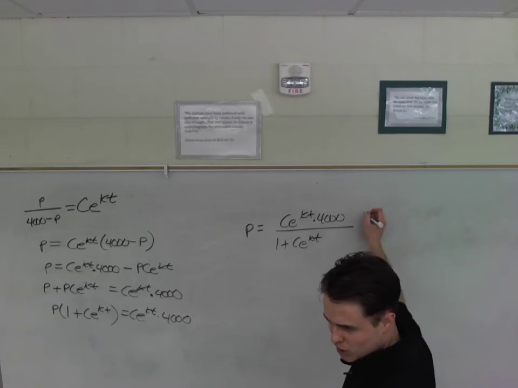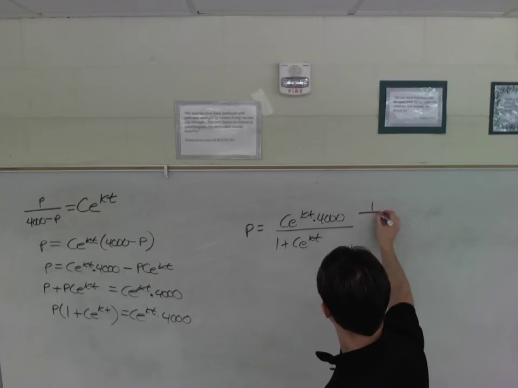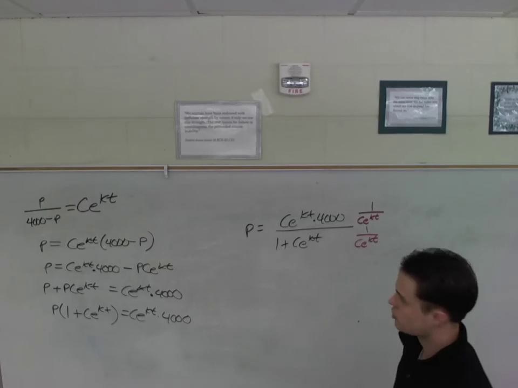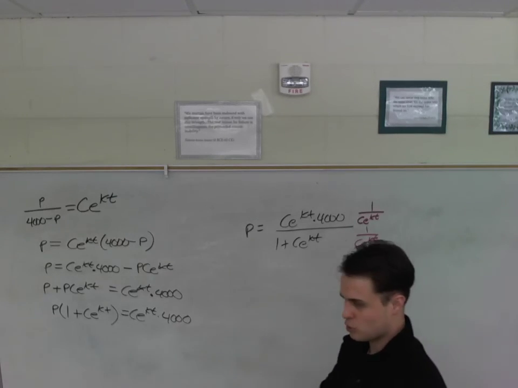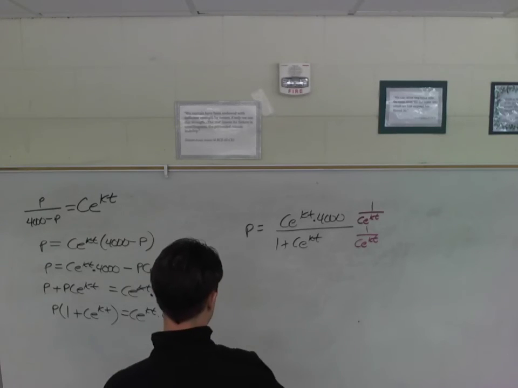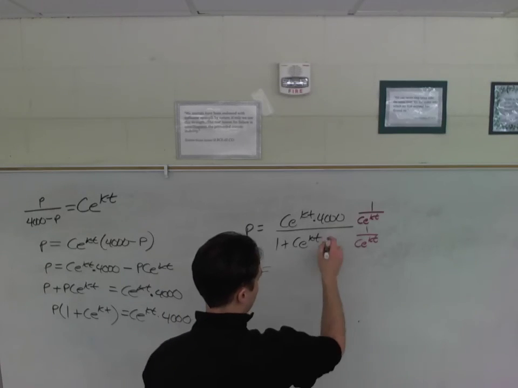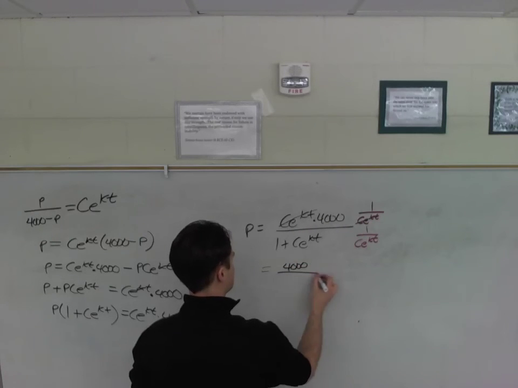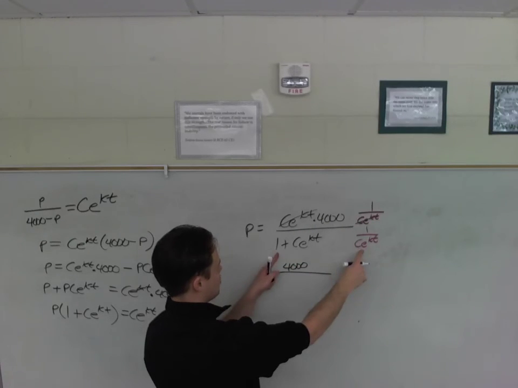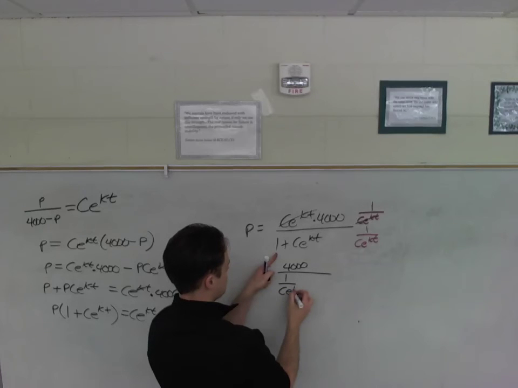Can we multiply by clever 1? Yes! We can multiply by clever 1, can't we? I think that'll produce the form that we saw a second ago, like f of x equals L. There's our L. So now this is going to cancel. You're going to have 4,000 over, what's going to happen here? This part's going to be 1 over C e to the KT.